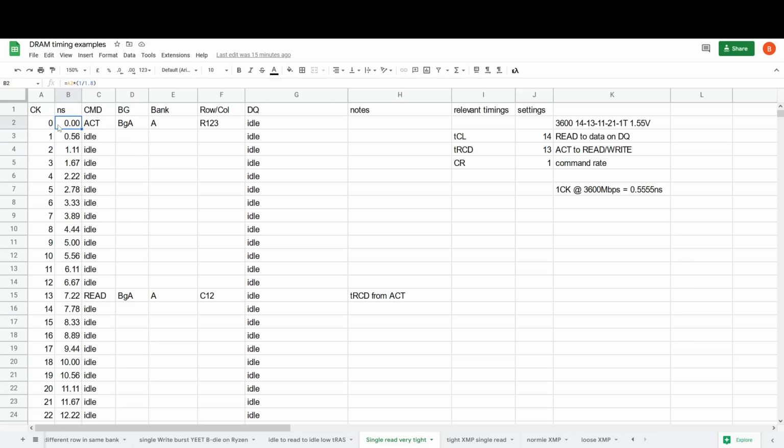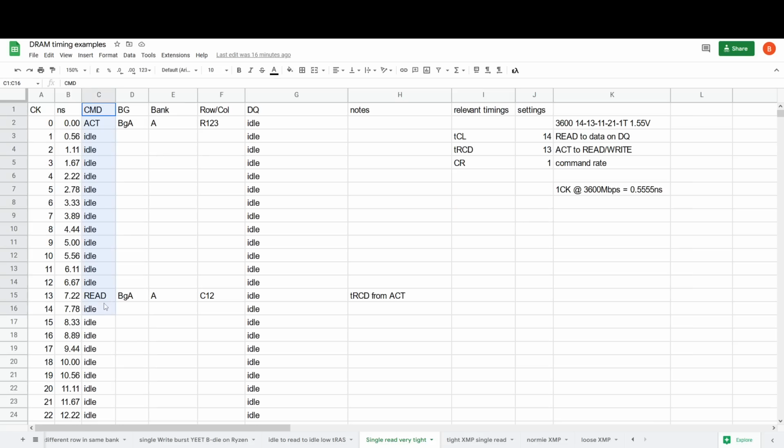Anyway, we're tracking nanoseconds over here, which you need a memory speed to be able to do, because the timings are always relative to the clock of the memory. So at different clock speeds, the nanoseconds column would be different. But for the purpose of this video, everything is at 3600 megabits per second. Therefore, everything is at 1.8 gigahertz.